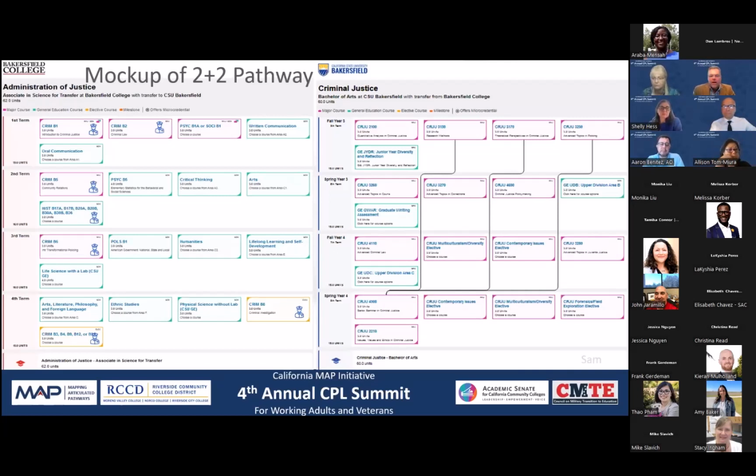This is just a mock-up of a possible 2+2 pathway for Bakersfield College leading to CSU Bakersfield. If anyone from Bakersfield is on here, I'm going to say loud and clear, this is recorded. This is not a real 2+2 pathway.